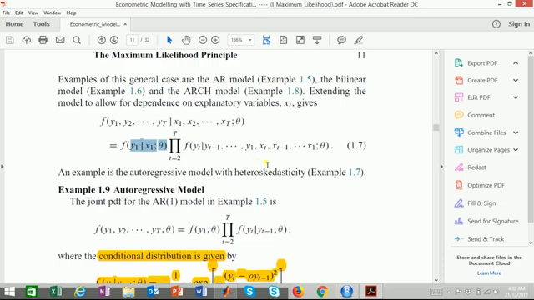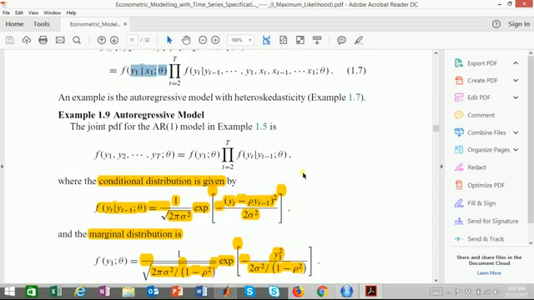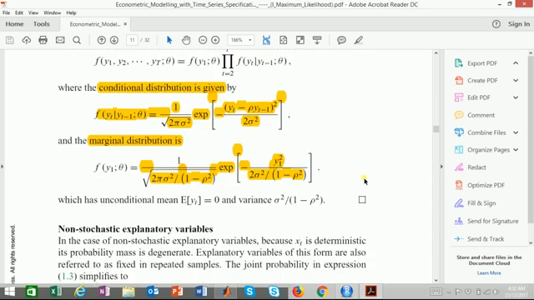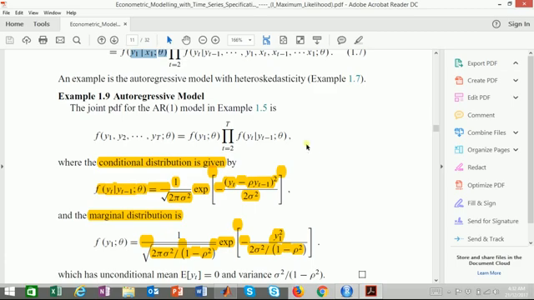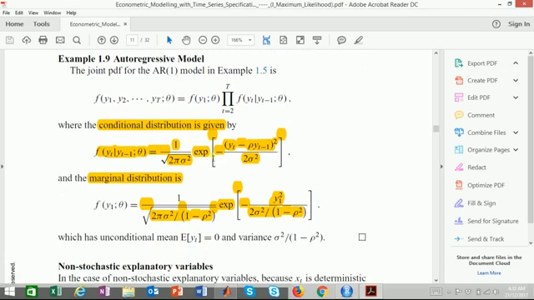Autoregressive model, the joint probability density function for the AR1 model, the conditional distribution where yt is conditioned upon its own lag yt minus 1 for all theta parameters, and this is simply, as we know, the autoregressive equation yt minus rho yt minus 1, so we have already discussed that.